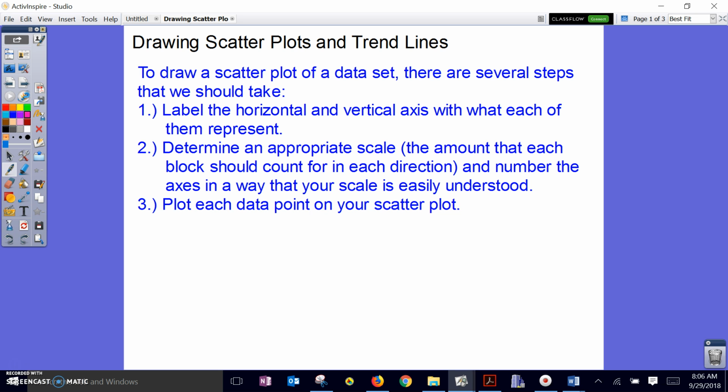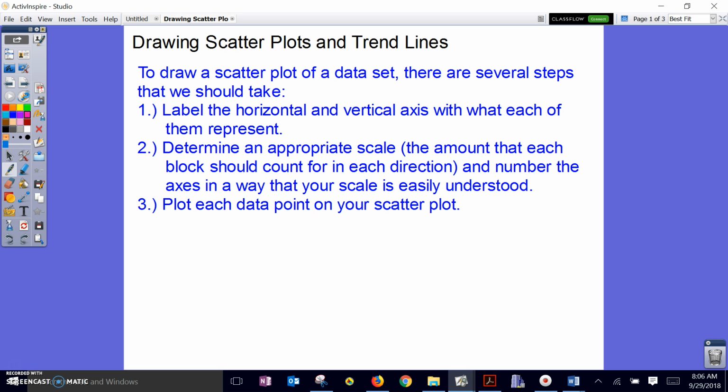One of the first things we want to do when we're creating a scatter plot is label the horizontal and vertical axis with what each of them represent, so that it's clear exactly what our scatter plot represents, what data set, and which direction each variable goes in.